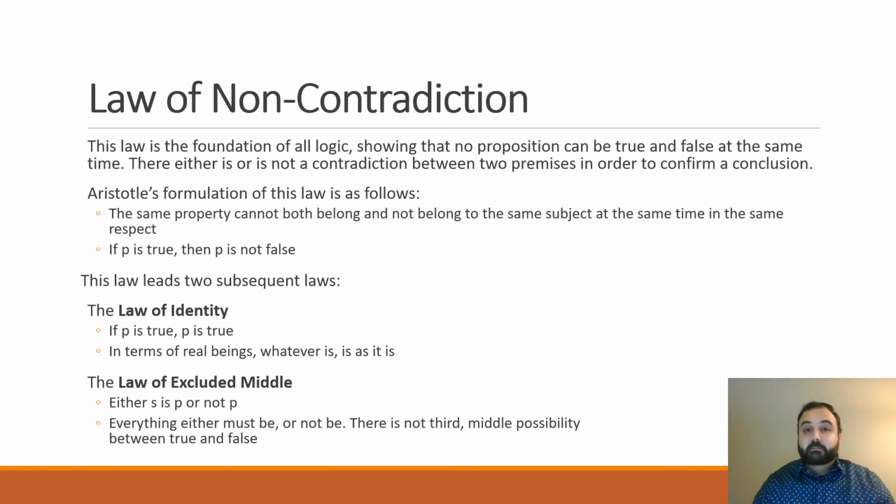It can't be both. So Aristotle talked about this when he spoke of logic, and his formulation of this law is as follows. He gives the example of the same property cannot belong and not belong to the same subject at the same time in the same respect. So I can't own my house and not be the owner of my house at the same time. It either is true or it's not.